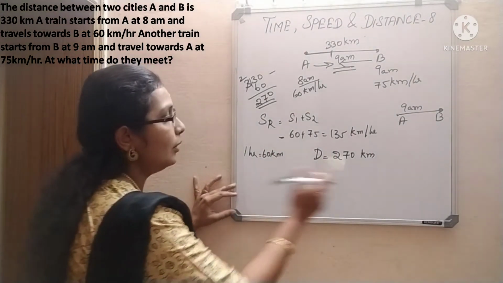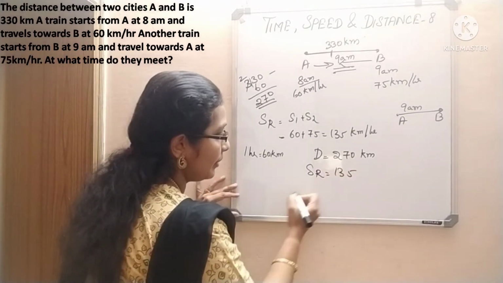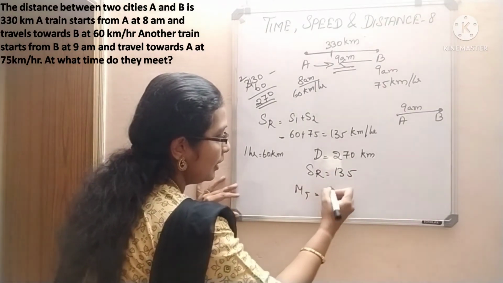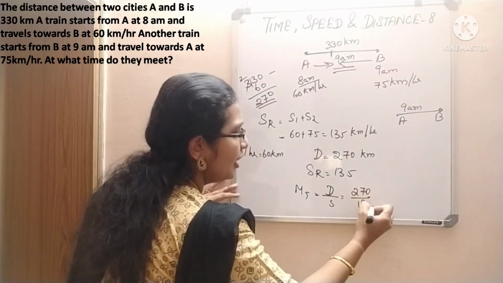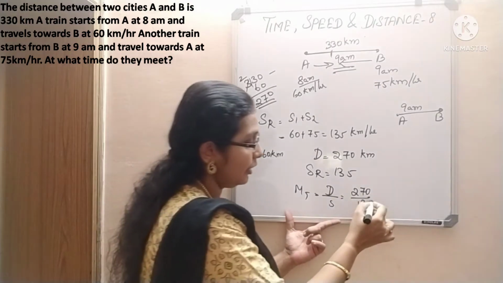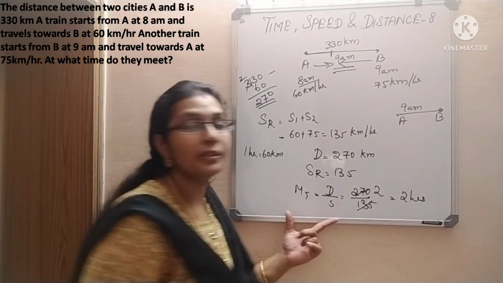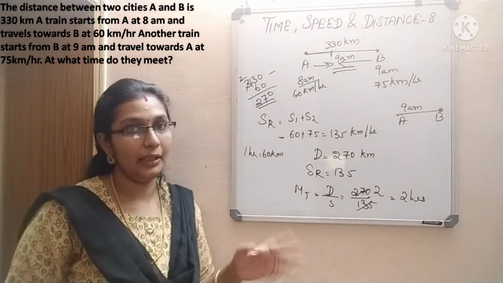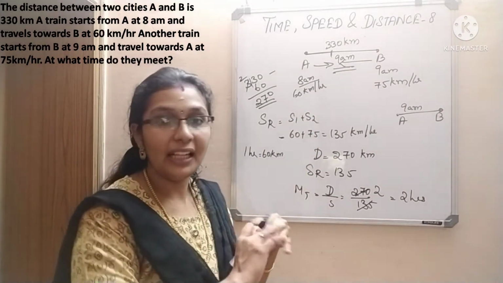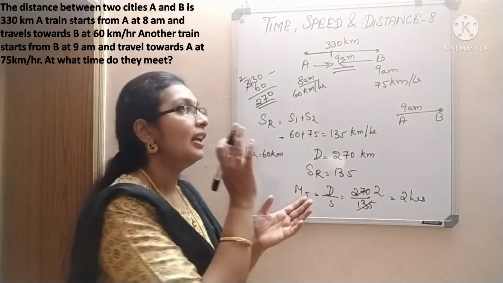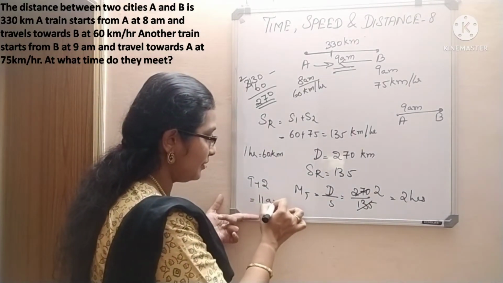Clear now? Now you have the distance and relative speed. You can easily find the meetup time, right? So meeting time is equal to distance by speed, which is 270 by 135. It is already in kilometer and kilometer per hour only. So you need not do any conversion, which is 2 times. So 2 hours. But our options will be like 10 am, 11 am, 12 am, like that. Okay. So what is the time we have chosen? 9 am. From 9 am after 2 hours means 9, 10, 11. 9 plus 2. Which is 11 am is your answer.